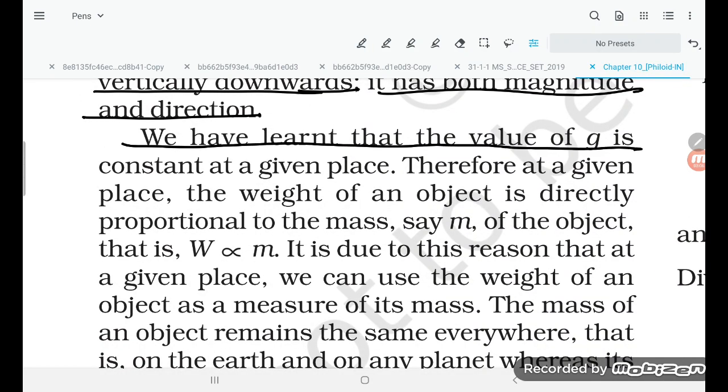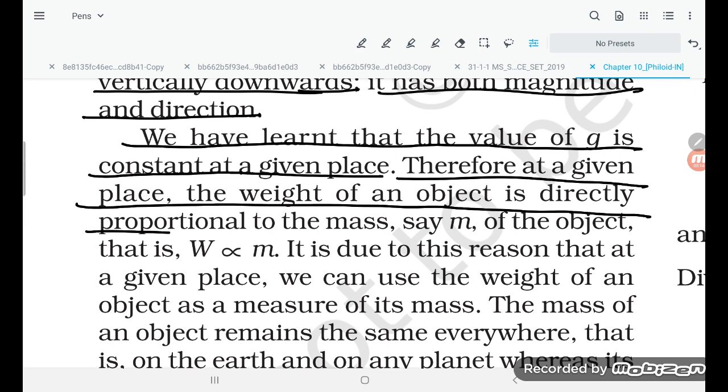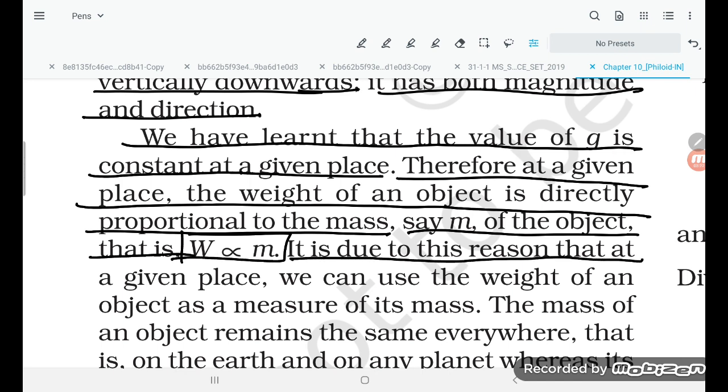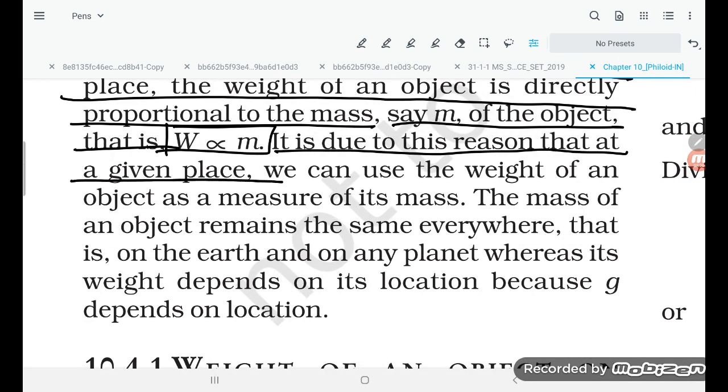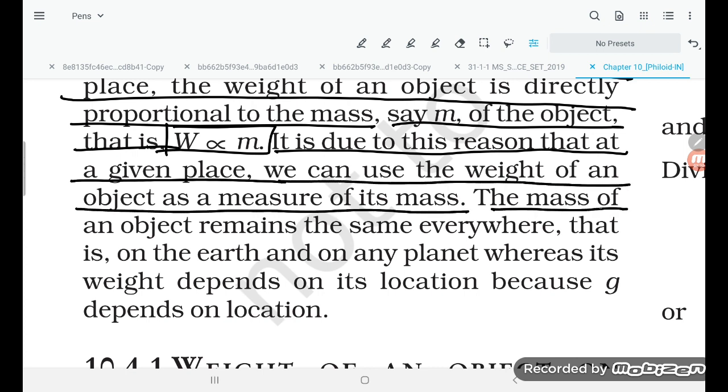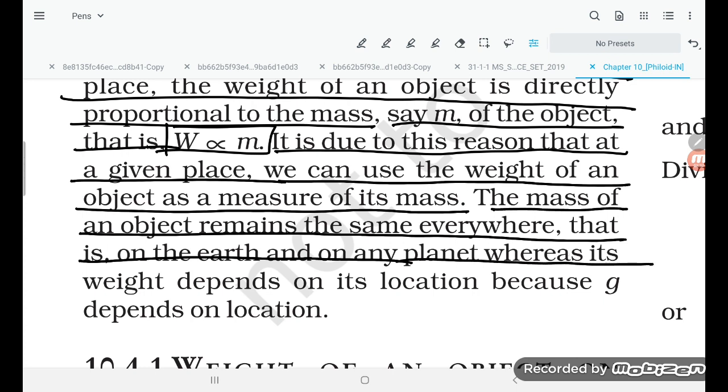We have learned that the value of g is constant at a given place. Therefore, at a given place, the weight of an object is directly proportional to its mass m, that is, W is proportional to m. It is due to this reason that at a given place we can use the weight of an object as a measure of its mass. The mass of an object remains the same everywhere, on the earth and on any planet, whereas its weight depends on its location, because g depends on location.